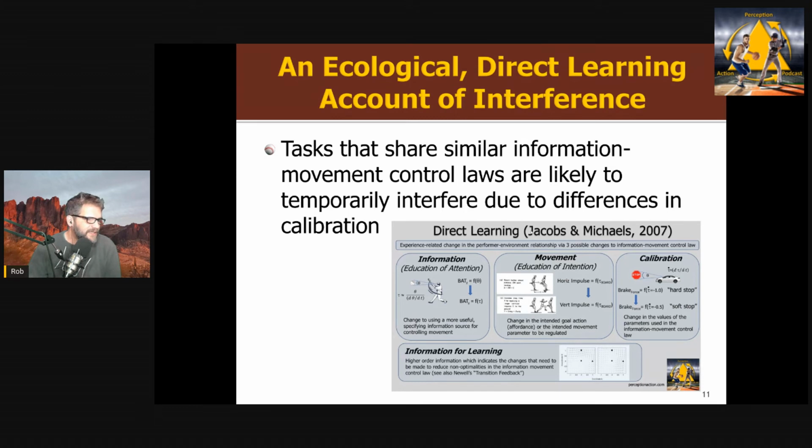What we're going to see, this is my prediction, and there's some work by Brett Fajen which supports this, his work on braking. We're not going to get interference when you just use the same information, right? So if I train you on kicking, stopping a ball with your foot, and swinging a tennis racket to hit a ball, I don't think you would get interference, right? Both of those are presumably relying on tau to time the movement, but they're using the information in very different ways. So I would not predict interference.